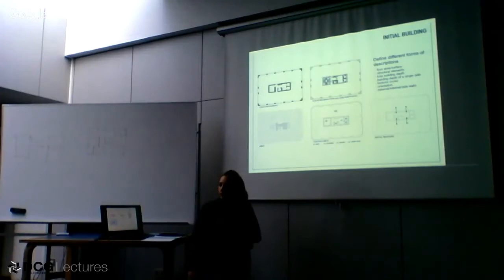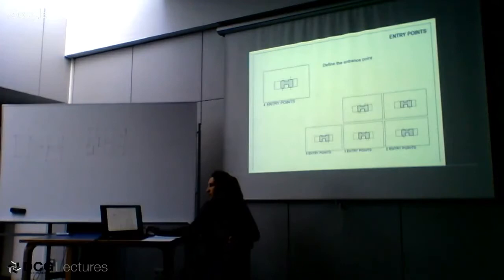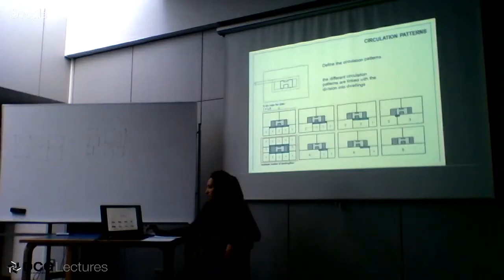So starting from the inside to outside approach, the first thing was defining entry points. And in this case, according to the dimension of the circulation area, it is possible to have a maximum of 6 entry points. Then, starting from the entry points, the next step is to find ways of figuring out circulation patterns that are strictly linked to the number of dwellings that we want to have on a single floor plan.